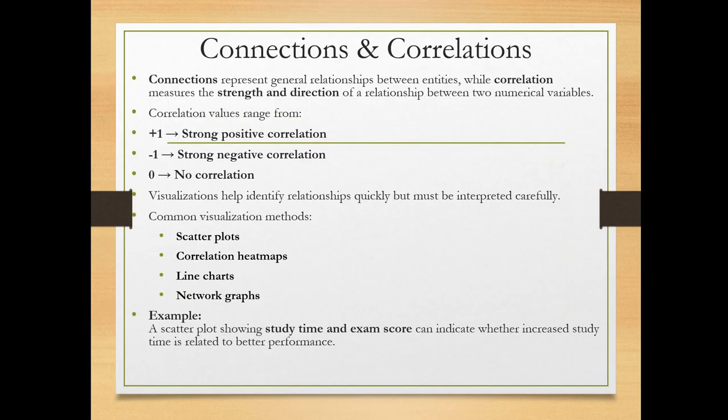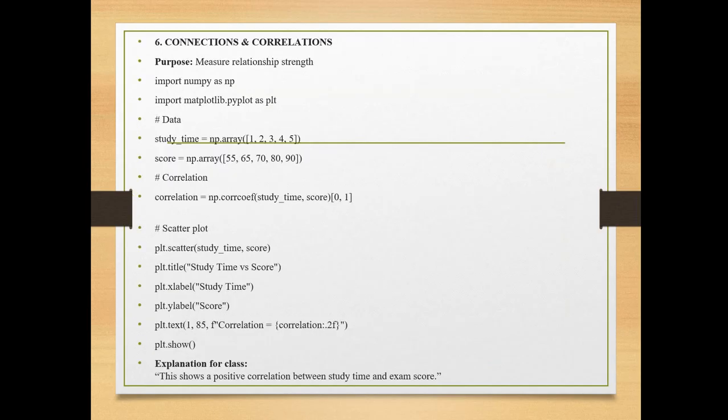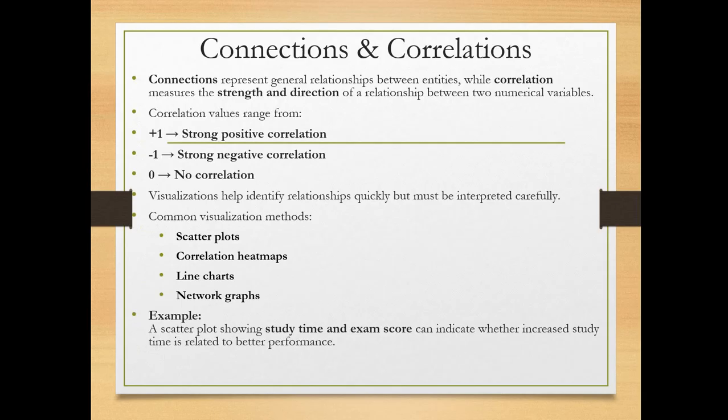Then connections and correlations. Connections are represented as a general relationship between entities, while correlation measures the strength and direction of a relationship between two numerical values. +1 represents a strong positive correlation, -1 a strong negative correlation, and 0 means no correlation. Visualizations such as scatter plots and heat maps help identify these relationships.